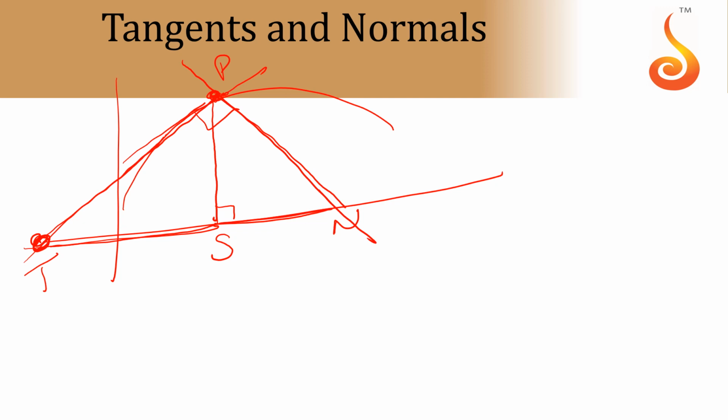An important thing is the lengths of tangent, normal, subtangent, and subnormal. There are formulas. Here (x1, y1) is the point and m is the slope. The length of the subnormal will be mod of y1 times m. The subtangent will be mod of y1 by m. The length of the tangent will be y1 root 1 plus m square by m. The normal will be y1 root 1 plus m square.